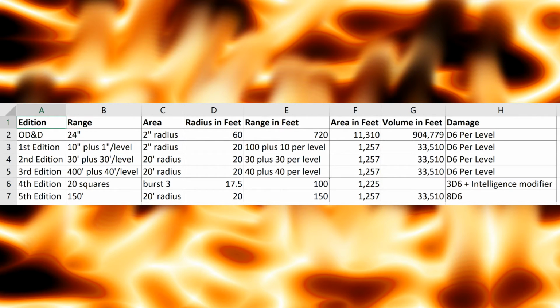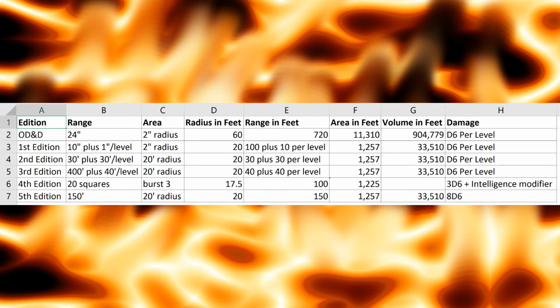Let's just go across. In original Dungeons & Dragons, the range was 24 inches, which works out to be 720 feet. That shows the heritage of original Dungeons & Dragons from Chainmail, which was a miniature set of rules for dealing with mass scale, and at 720 feet it is only really useful outdoors. It's massive. It also has a massive radius of 60 feet. So the area of effect is 11,000 square feet.